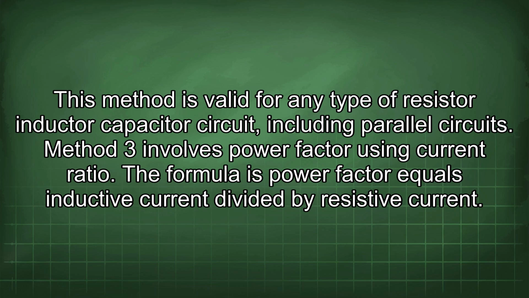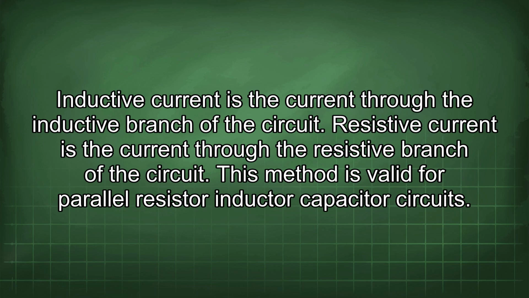Method 3 involves power factor using current ratio. The formula is power factor equals inductive current divided by resistive current. Inductive current is the current through the inductive branch of the circuit. Resistive current is the current through the resistive branch of the circuit. This method is valid for parallel resistor inductor capacitor circuits.